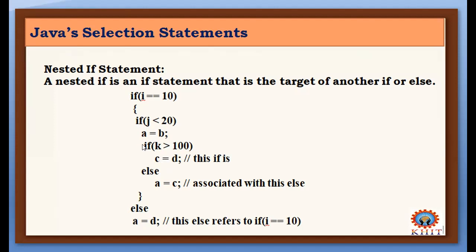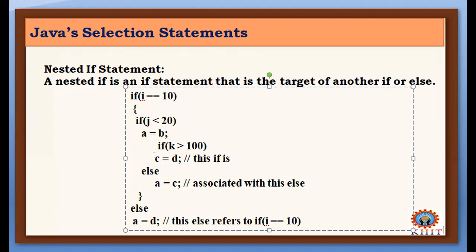Okay, I need to give some clarity regarding this. Now you can observe this is the outer if. The concerned else for the outer if is this one. Whereas for the if condition j less than 20, the else statement is a is equal to c.